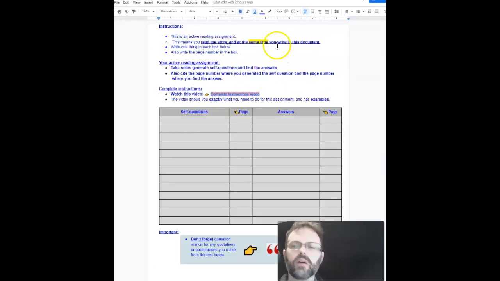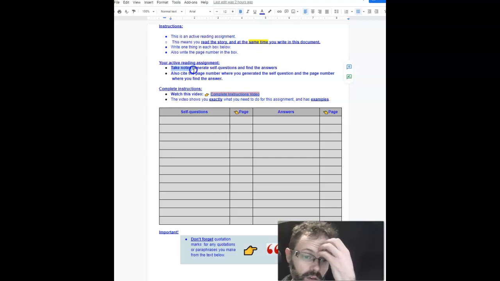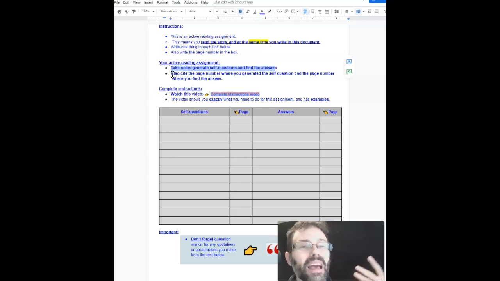All right, now I've moved to our active reading assignment. And so the instructions, as usual, for your active reading assignments are always right here. You should always read this. I'm not going to repeat it for you now. For this active reading assignment, you're going to take notes to generate self-questions and find answers. So you're looking at the text features like I was talking about, like title, head, caption, diagram, or keyword. And for those 5 things, you're going to ask some questions.